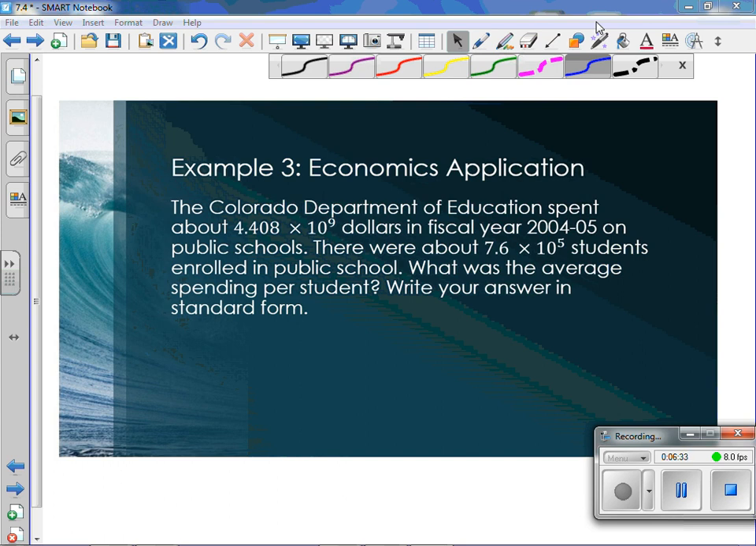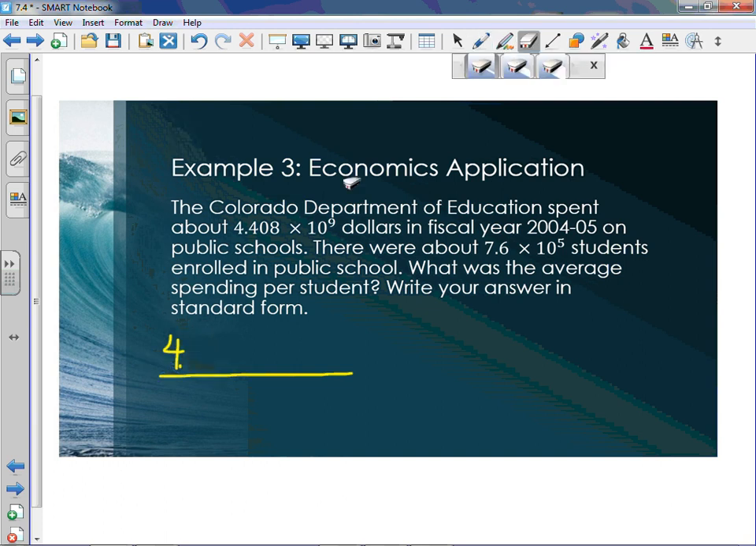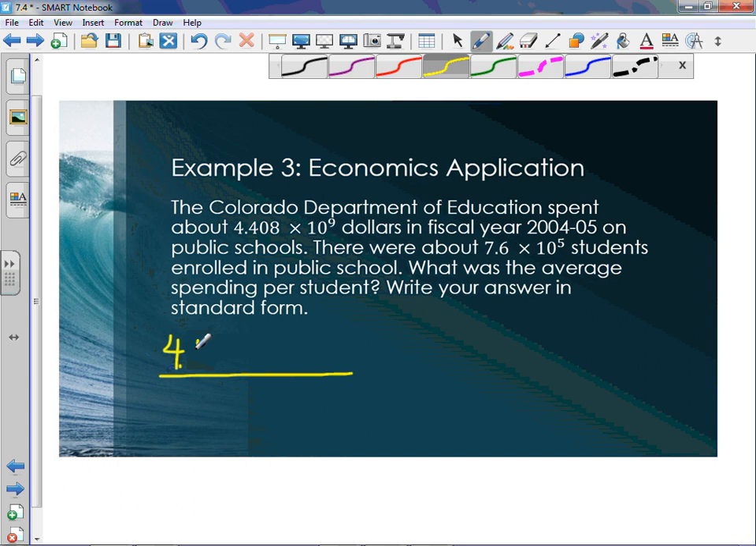So even though they want standard form, I'm going to start with scientific notation because 10 to the 9th and 10 to the 5th are pretty huge numbers. So I'm going to do what I did before. I'm going to write them as a fraction. Sorry. All right. 4.408 times 10 to the 9th, and 7.6 times 10 to the 5th. Okay.